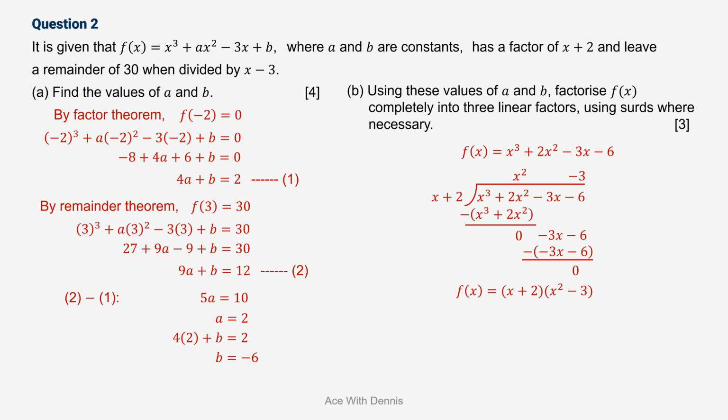It becomes f(x) equals x plus 2 times x squared minus 3. So this x squared minus 3 is the quotient that we get from the long division. This x squared minus 3, we can further factorize, becomes x minus root 3 times x plus root 3. So after factorizing completely, we have f(x) equals x plus 2 times x minus root 3 times x plus root 3.